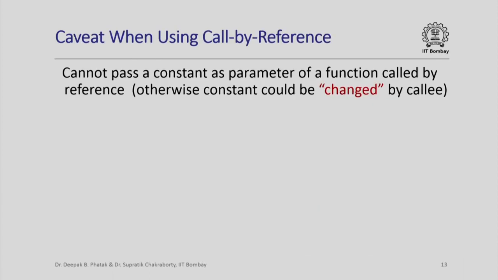Now there are certain caveats when using call by reference as well. For example, you cannot pass a constant as a parameter of a function which is called by reference, otherwise the constant could be, quote unquote, changed by the callee.